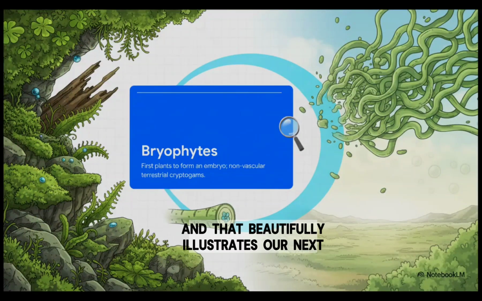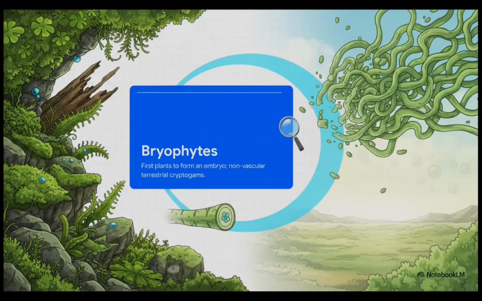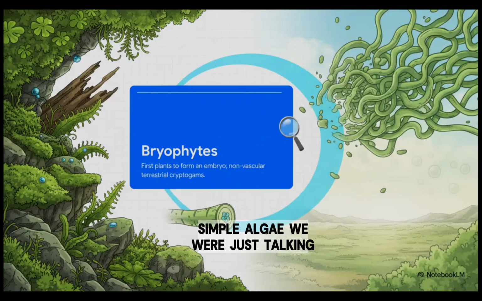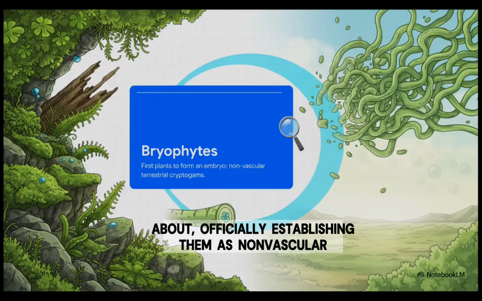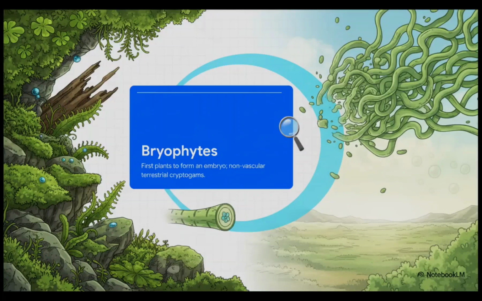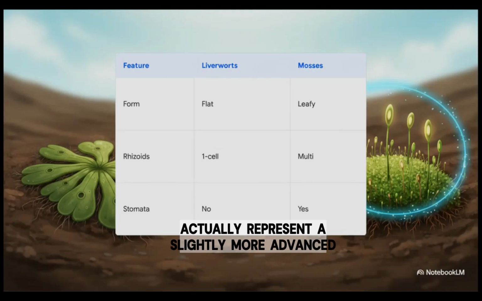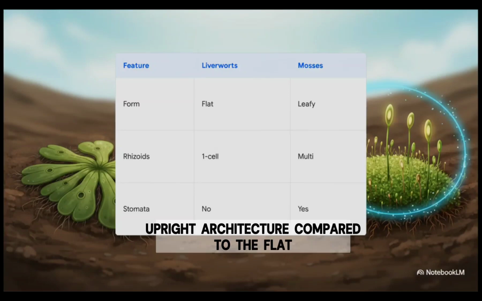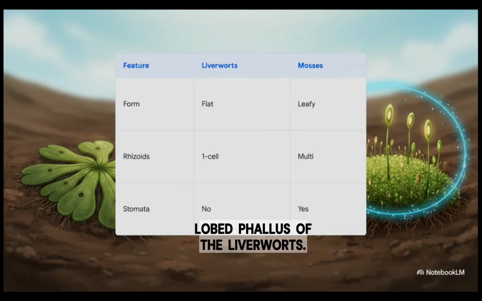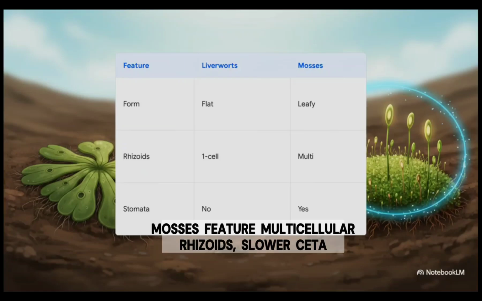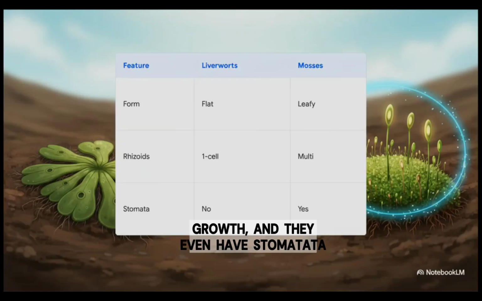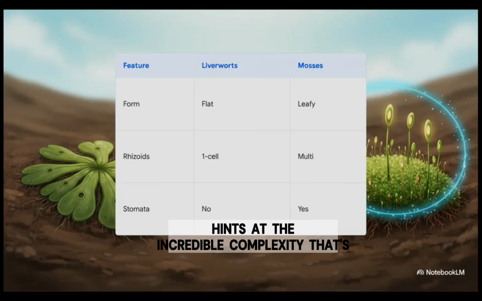And that beautifully illustrates our next major concept. Bryophytes are the very first plants to ever form an embryo. This is a massive milestone in the evolutionary timeline. It forever separates them from the simple algae we were just talking about, officially establishing them as non-vascular terrestrial cryptogams. If we break down the structural comparison within the bryophytes themselves, mosses actually represent a slightly more advanced, upright architecture compared to the flat, lobed thallus of the liverworts. Mosses feature multicellular rhizoids, slower seta growth, and they even have stomata in their sporophyte stage, which really hints at the incredible complexity that's still to come.